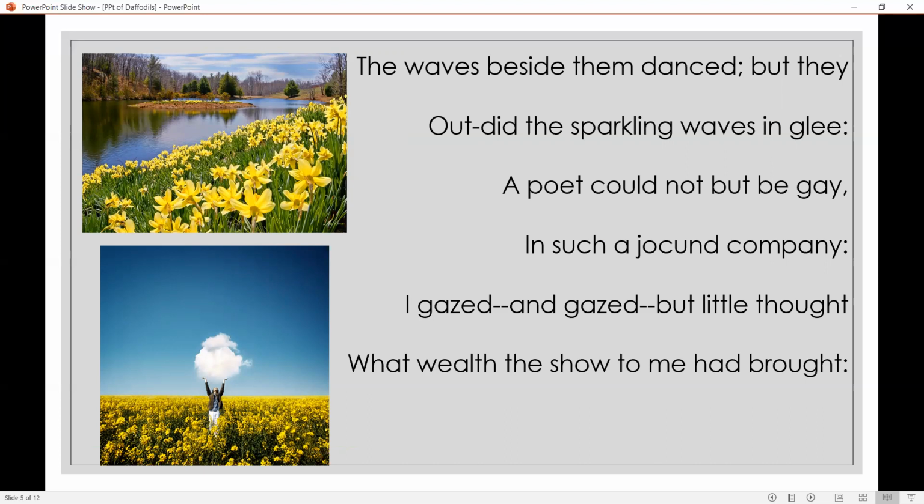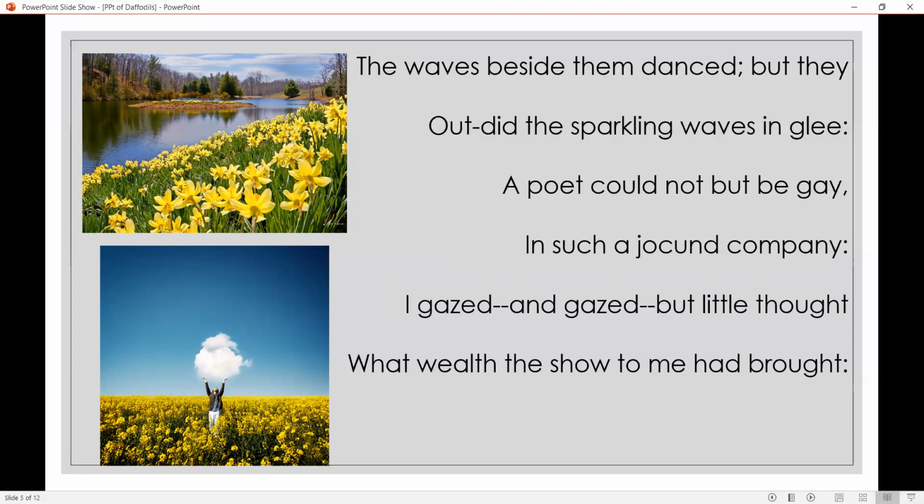Here, what company is he referring to? The daffodils and the waves as being his companions or his friends. Jocund means very cheerful and light-hearted company. I gazed and gazed, but little thought what wealth the show to me had brought.